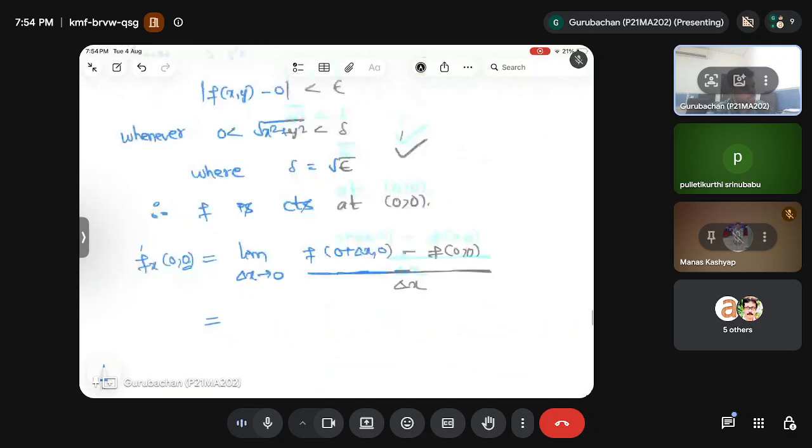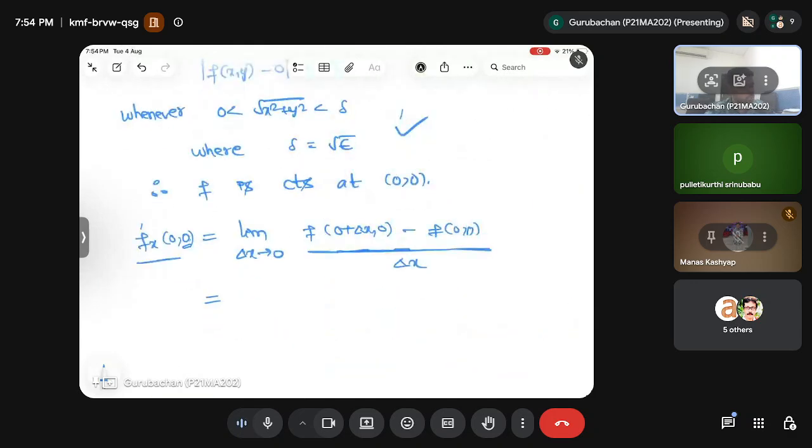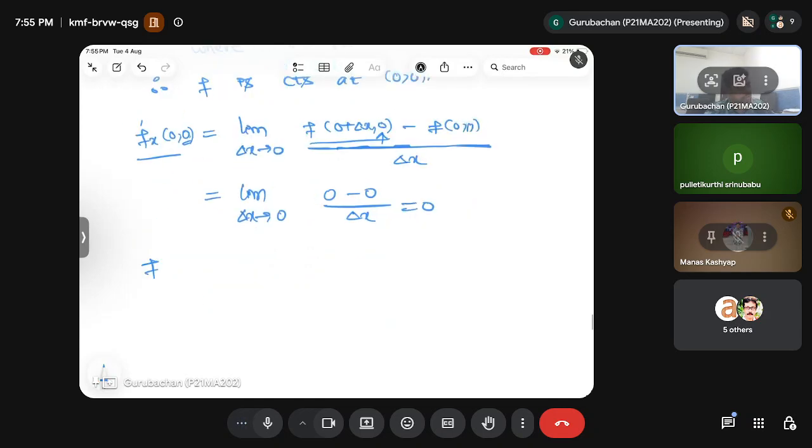So in case of f(x, y) at (0, 0), y is 0. So what will be the value of the function? 0. And this will also be 0. So your partial derivative of f with respect to x at (0, 0) is 0.